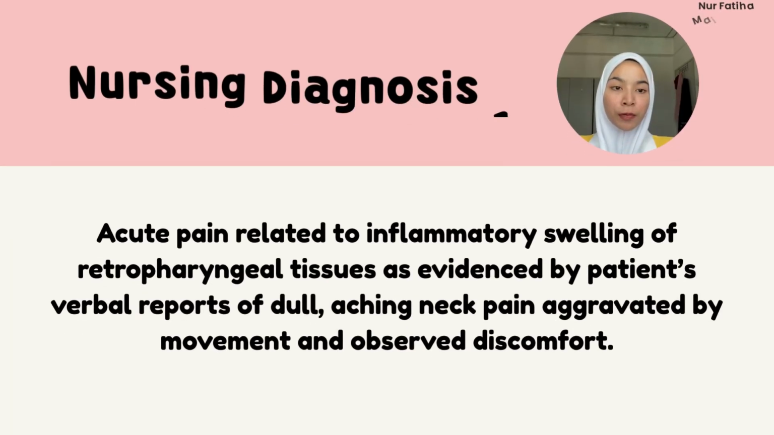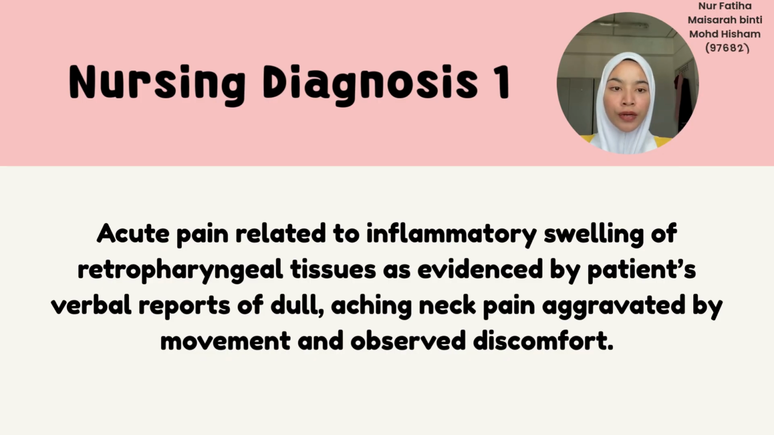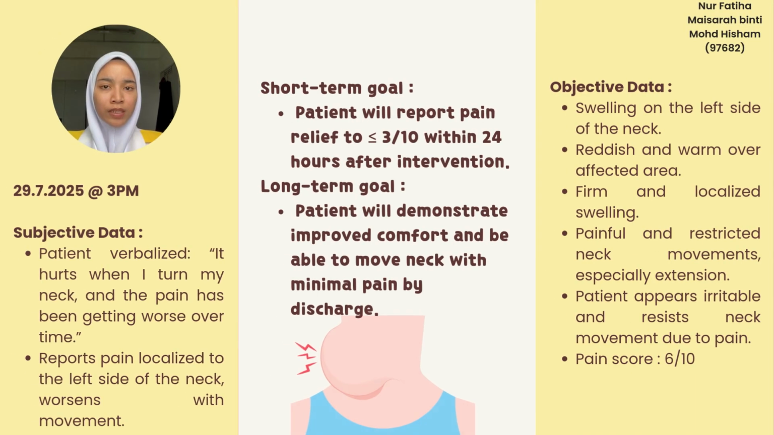First one is acute pain related to inflammatory swelling of retropharyngeal tissues as evidenced by the patient's verbal reports of dull, aching neck pain aggravated by movement and observed discomfort. Subjectively, the patient said, "It hurts when I turn my neck and the pain has been getting worse." Objectively, there was swelling, redness, warmth, and restricted movement. The short-term goal was for the patient to report pain reduction within 24 hours, and the long-term goal was for him to be able to move his neck with minimal pain before discharge.